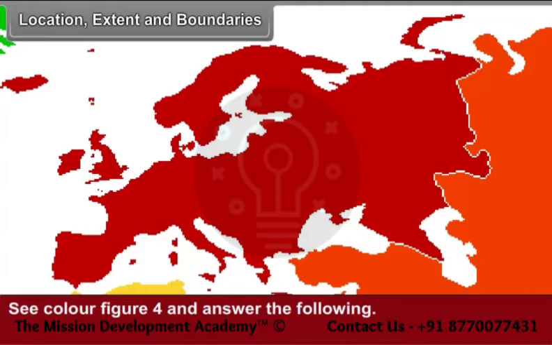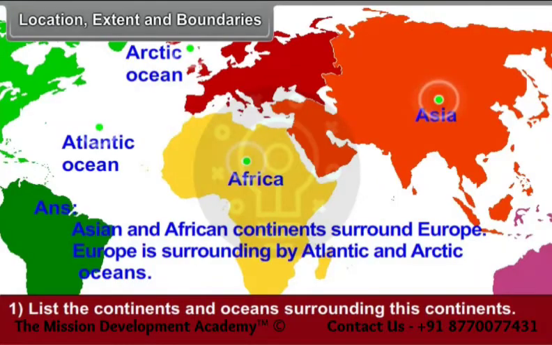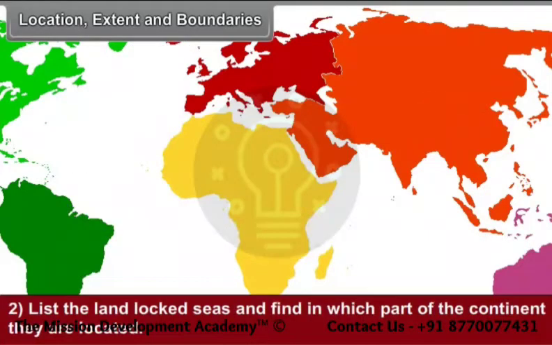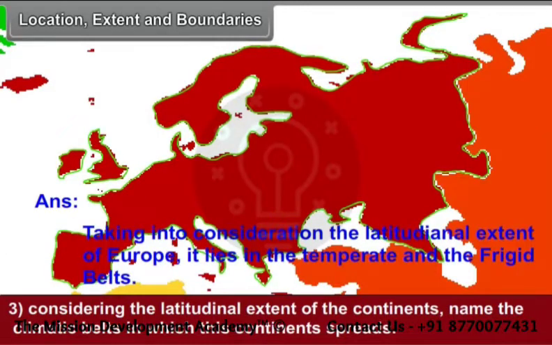Number 1. List the continents and oceans surrounding this continent. Number 2. List the landlocked seas and find in which part of the continent they are located. Number 3. Considering the latitudinal extent of the continent, name the climatic belts in which this continent spreads.